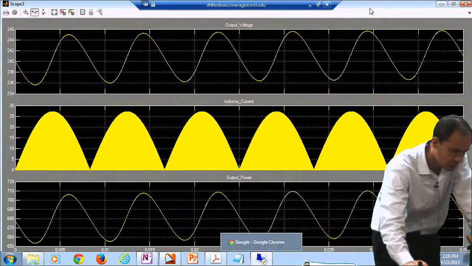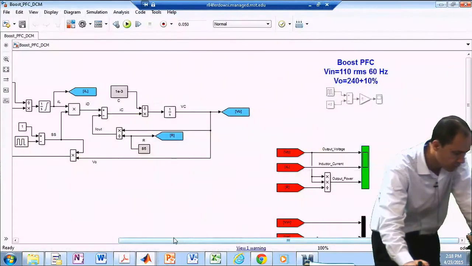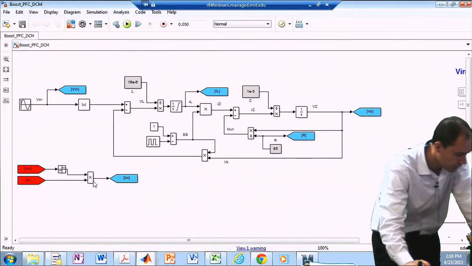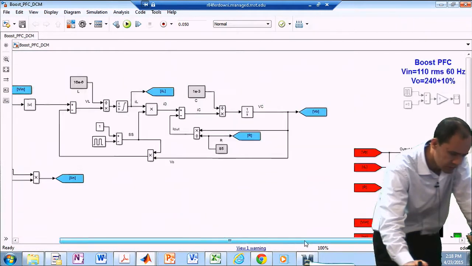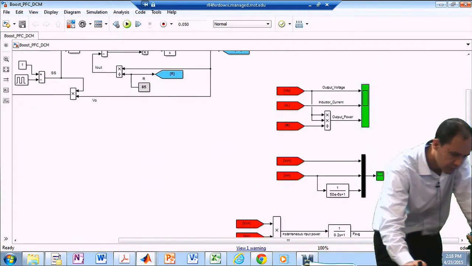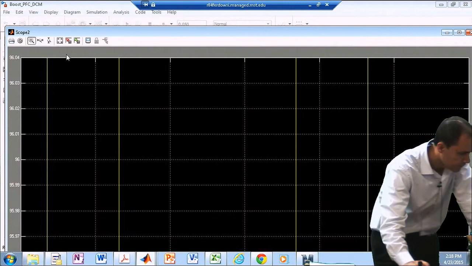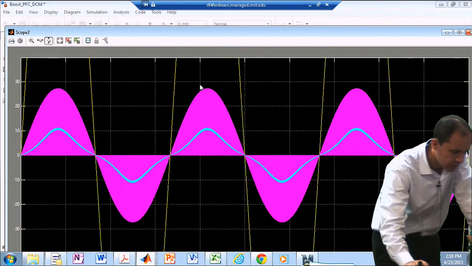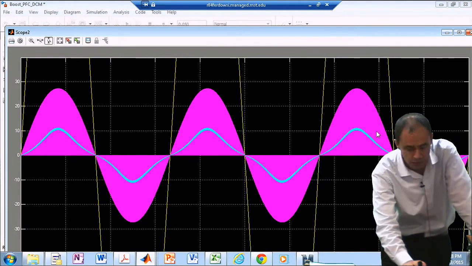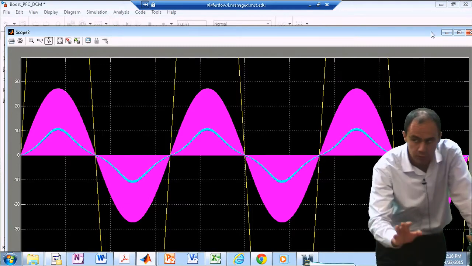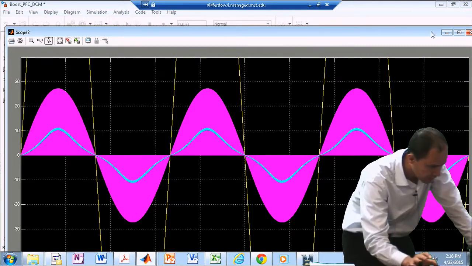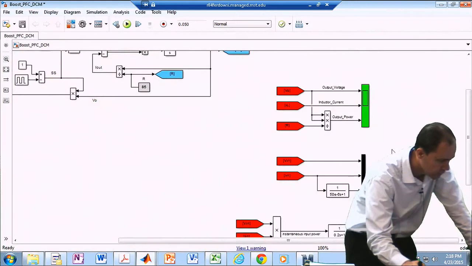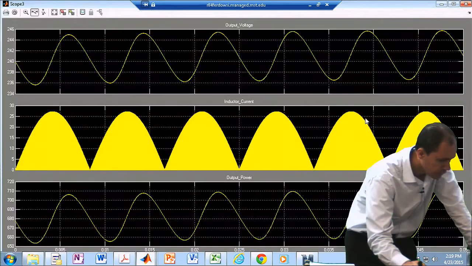So if you are curious about the waveform for the input current, I do not draw it here, but let me see if I have an Iin waveform. Yeah, actually I have it here. Our input current waveform is this purple waveform over here. So it's bipolar, it's almost sinusoidal. The envelope is almost sinusoidal. All right, going back over here, now let me zoom in.